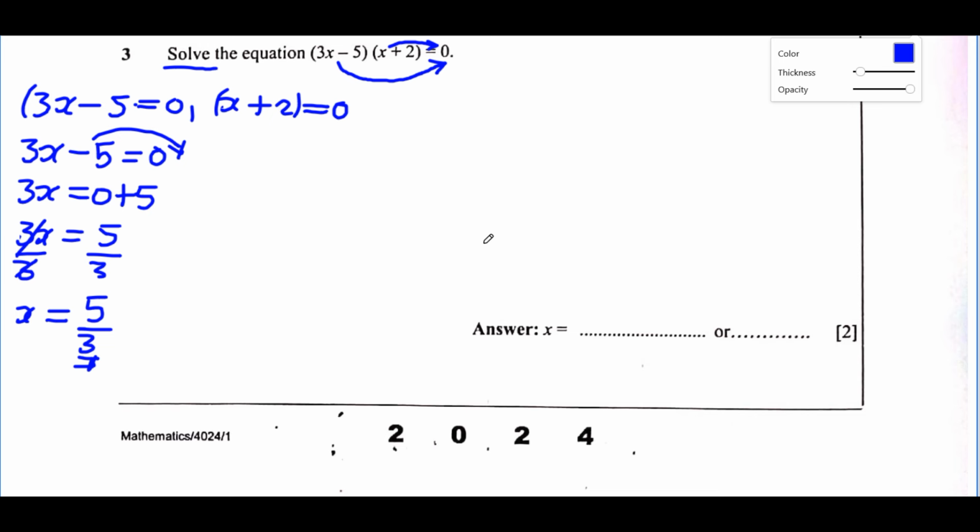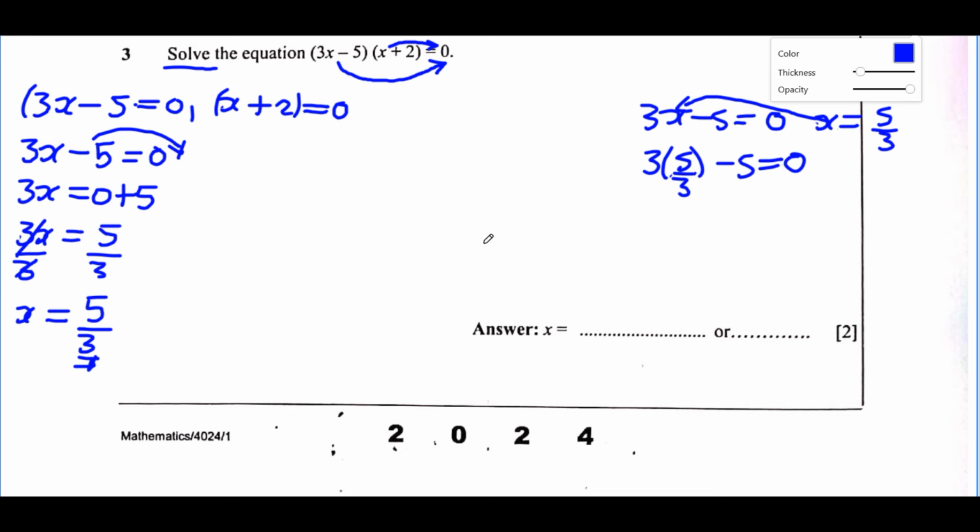So which simply means that if we say 3x minus 5 is equal to 0, can this work if we say x is equal to 5 over 3? So let's try. I'm going to substitute where there is x with 5 over 3. So I'm going to say 3 times 5 over 3 minus 5 is equal to 0. So I can cancel the 3. I have 5 minus 5 is equal to 0. So 5 minus 5 is 0, is equal to 0. So the first solution is satisfied.